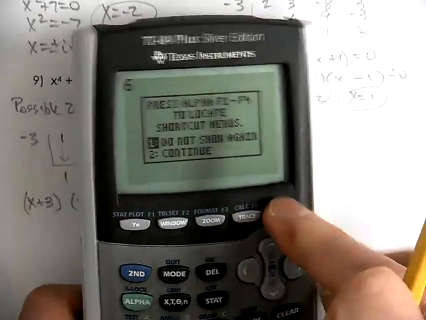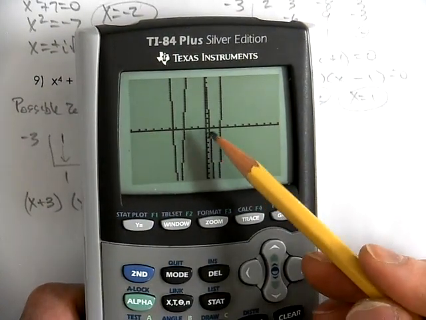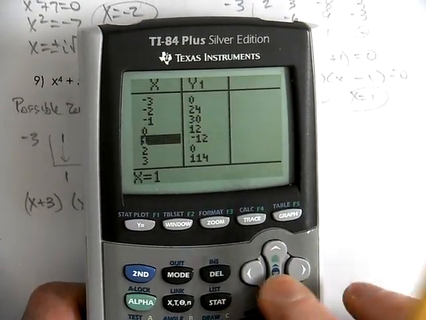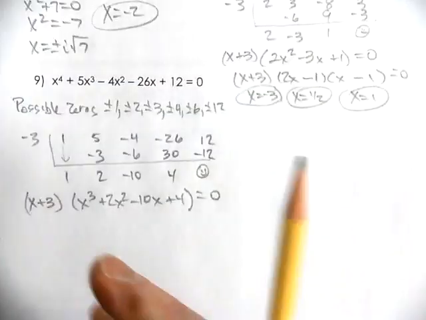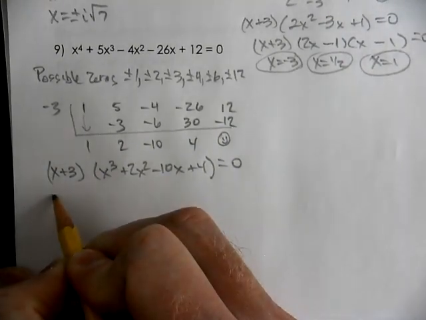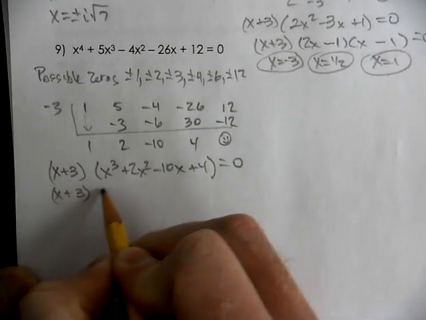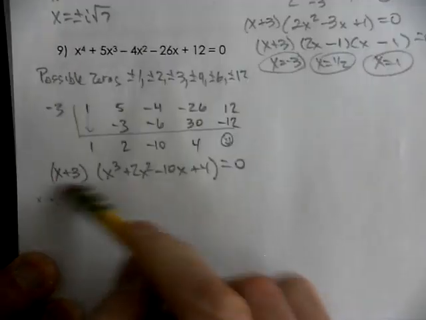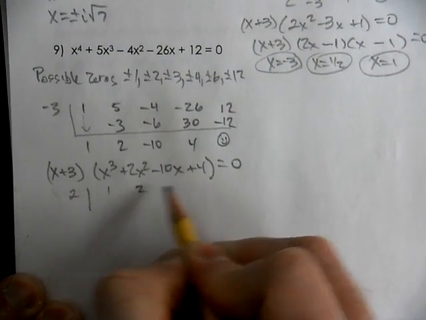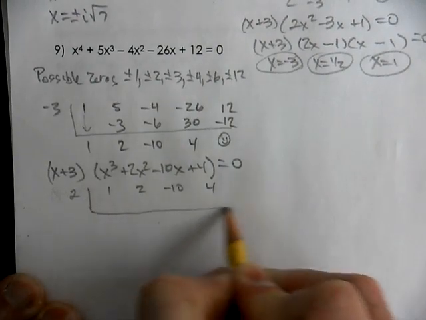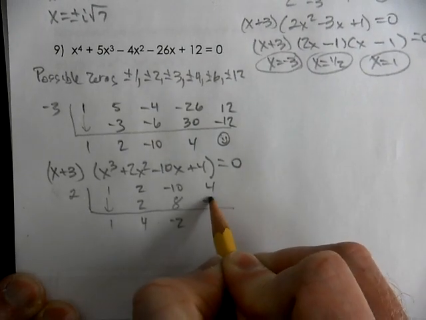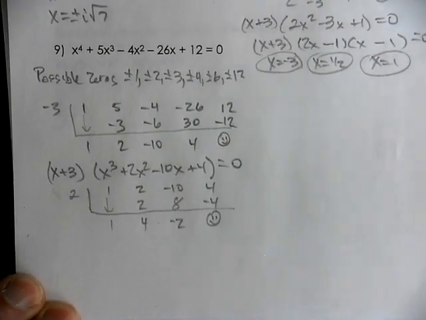I can go back to my graph. It looks like when x is 2, I can go to the table and look where x is 2, and I get 0. So I don't have to retype in my new equation. I can still use my old equation. We're going to use 2, we said. So 2 with the 1, 2, -10, and 4. Hey, that gave us 0. We're not surprised.